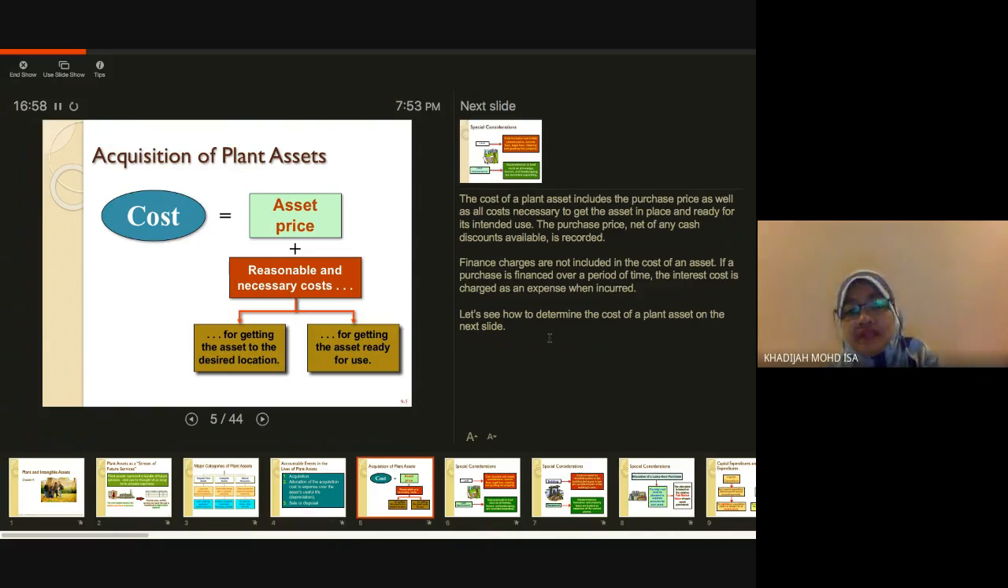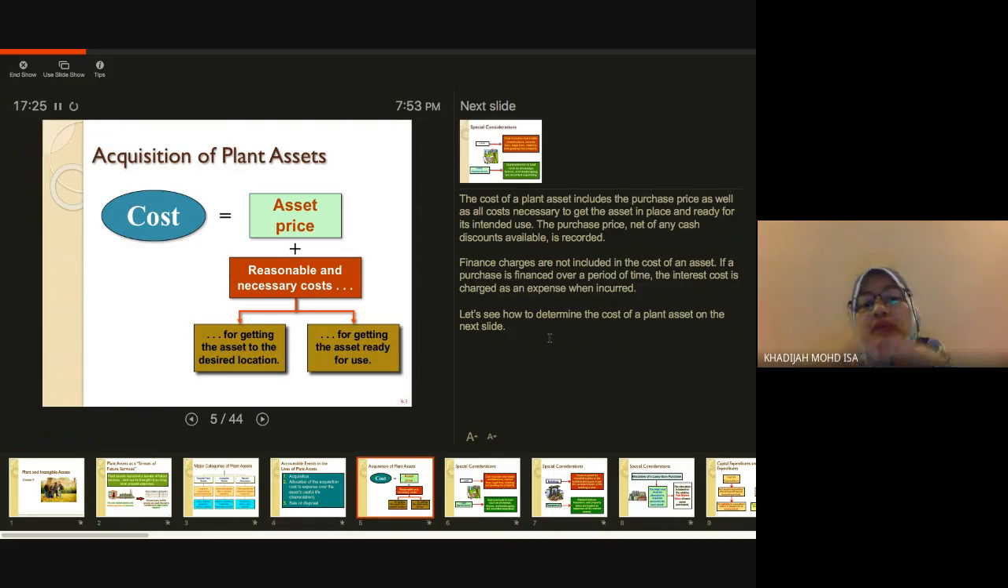So assuming 10% per annum, every year you are being charged 10,000 ringgit, right? 100,000 times 10% per annum, that is your interest expense, isn't it? Yes. So that interest expense is not part of the cost. That will be charged as an expense throughout the year, right? So that is not the cost.